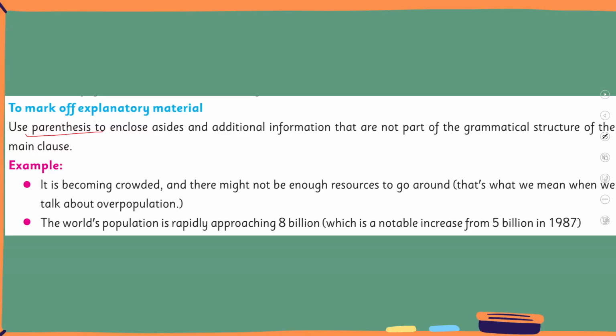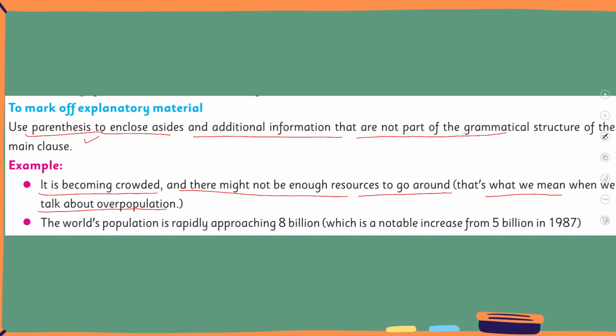We use parentheses to enclose asides and additional information that are not part of the grammatical structure of the main clause. For example, it is becoming crowded (and there might not be enough resources to go around). That's what we mean when we talk about overpopulation.